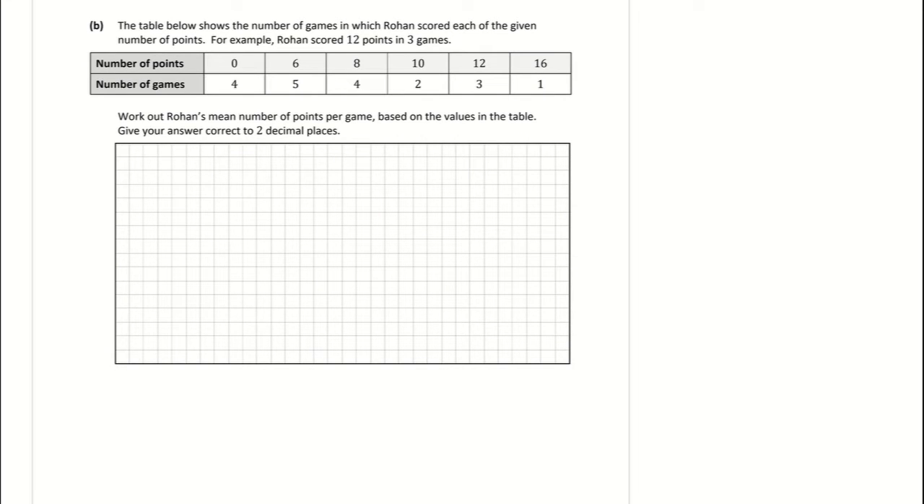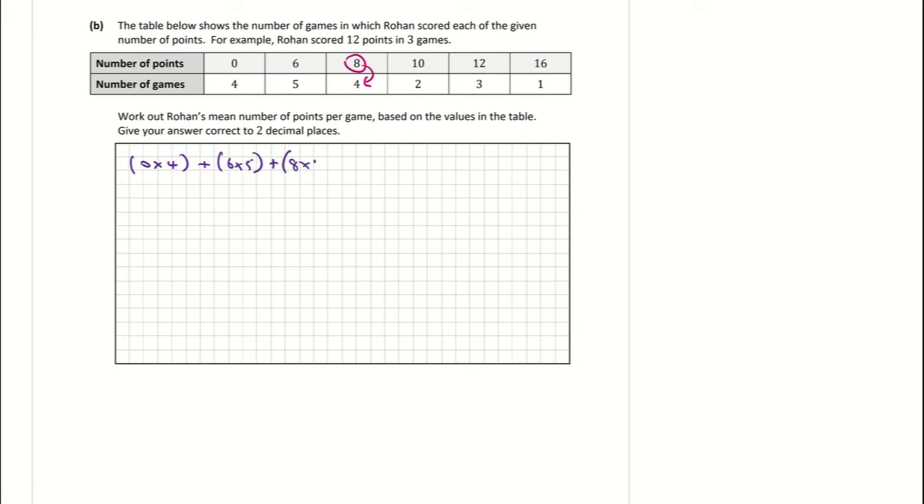Question 4b. Work out Rowan's mean number of points per game based on the values in the table. Give your answer correct to 2 decimal points. So this is the mean from a distribution table. So what we're going to do here is multiply the number of points by the number of games in each case. So 0 by 4, then I add on the 6 by 5. So again, what I'm doing here is multiplying the number of points by the number of games. So that's giving me the total amount.